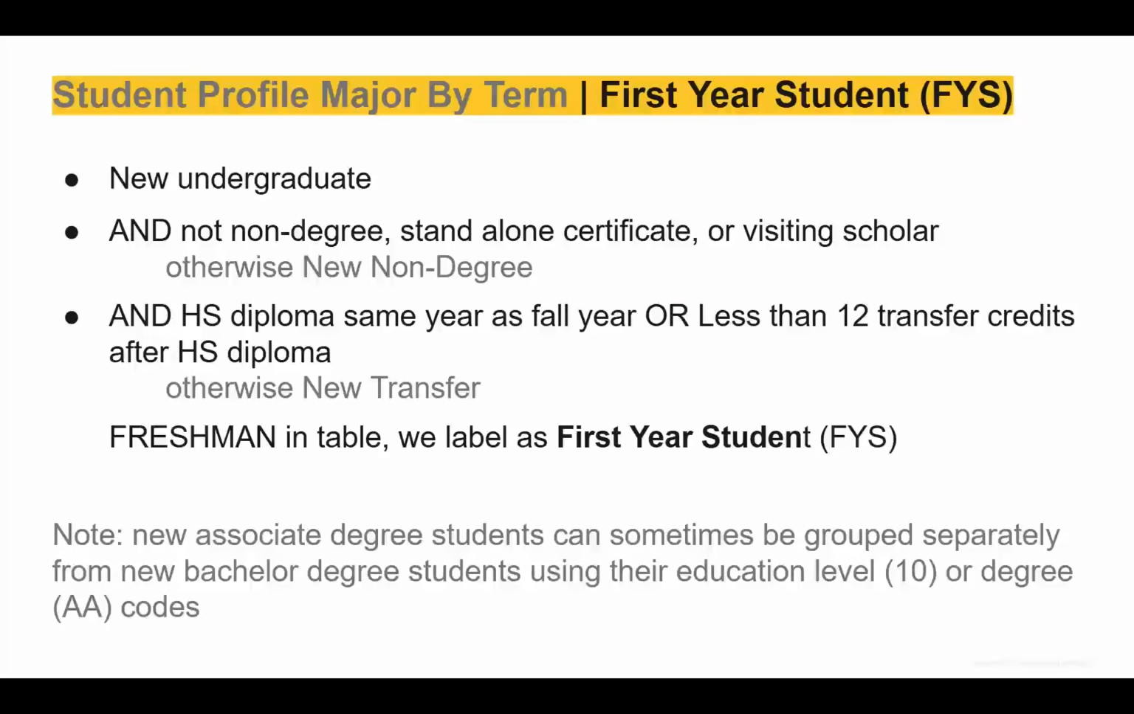So this is basically what I just said. We take out new non-degree students, standalone certificates, and visiting scholars. Those, when they're new, are labeled new non-degree. And if they didn't graduate from high school the same year that they came to ASU, or they have 12 or more credit hours, then we label them as a new transfer student. The field says freshman in the table, we just label it as first year student.